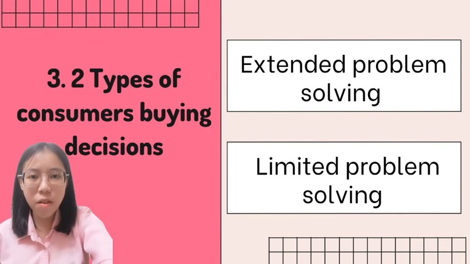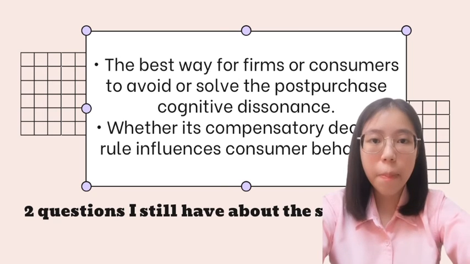Second one is limited problem solving, which occurs during a purchase decision that calls for at most a moderate amount of effort and time. A common type of limited problem solving is impulse buying, a buying decision made by the customer on the spot when they see the merchandise. Furthermore, I still have 2 questions about the selected topic.